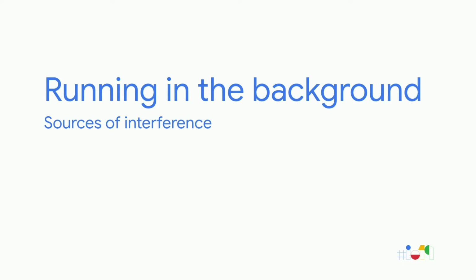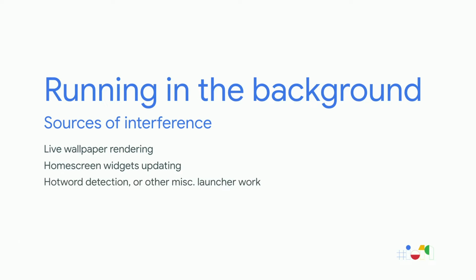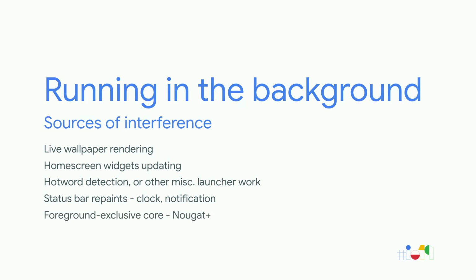When you're running in the background, say, behind the launcher, you get a lot of sources of potential performance interference. You might have a live wallpaper rendering. You might have home screen widgets updating. You could have the launcher doing hot word detection or other miscellaneous work that you don't know about. The status bar is probably repainting every now and then with a notification coming up, the clock changing, Wi-Fi, whatever. And starting in Nougat, it's possible for devices to have a foreground exclusive core, a core that is only available to the foreground application. You just can't touch that if you're in the background.